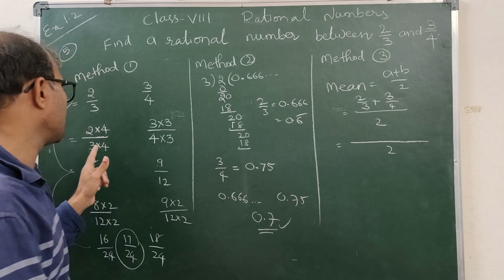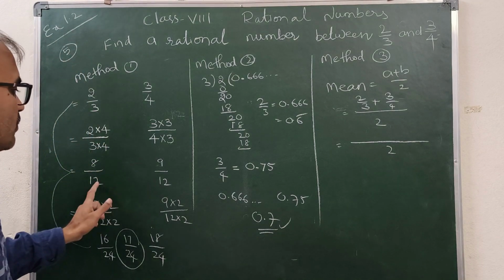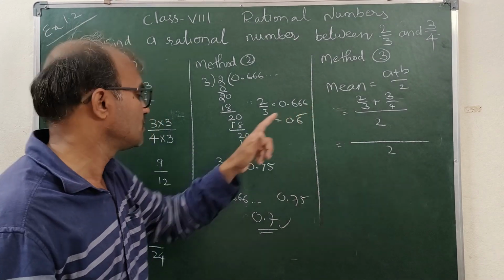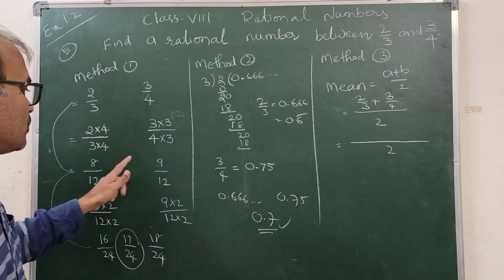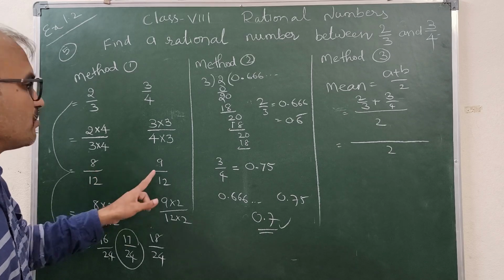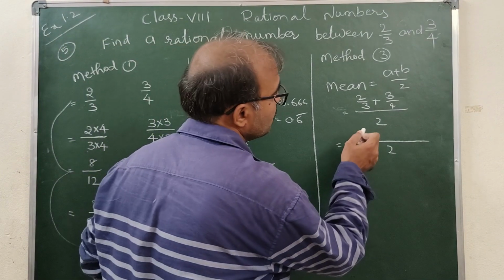Same like this, right? So we have to equalize the denominator. This will be 8 by 12. This will be 9 by 12. If you add, how much will you get? You will get 17 by 12, right?